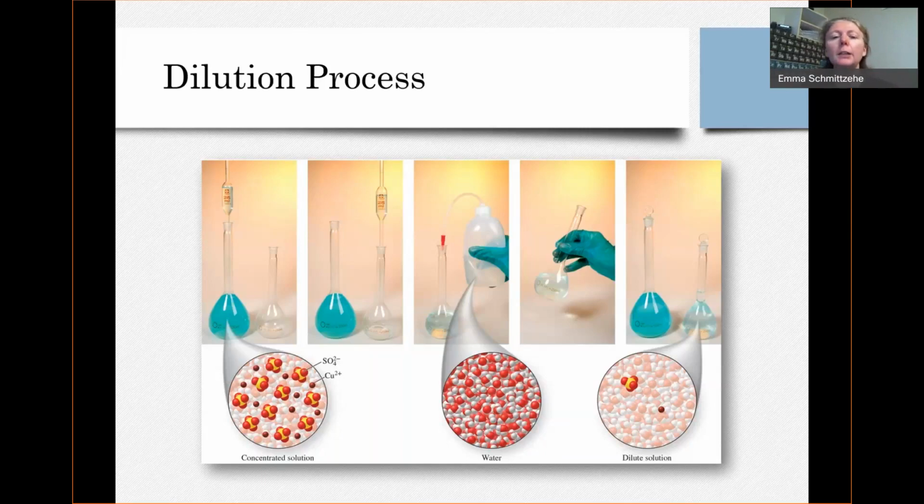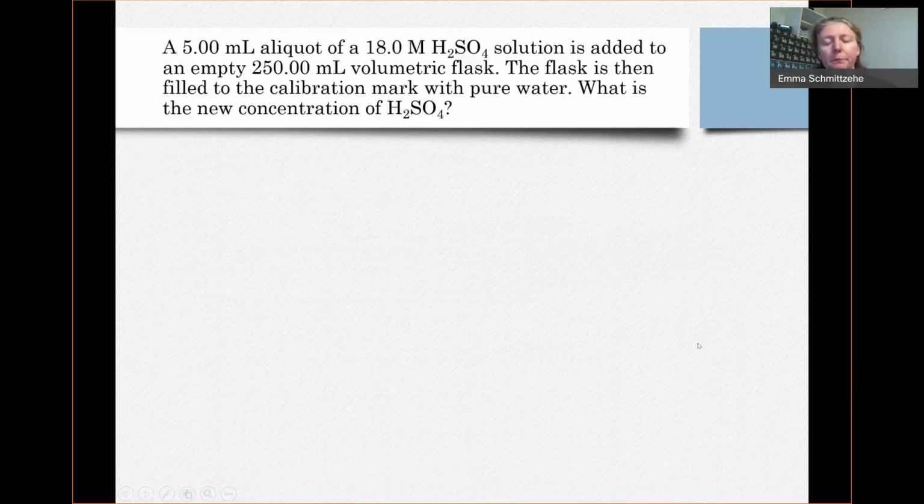Okay, so let's look at a couple examples. In this first one, a 5 mL aliquot of an 18 molar H2SO4 solution is added to an empty 250 milliliter volumetric flask. And then the flask is filled to the calibration mark with pure water. What's the new concentration of H2SO4?